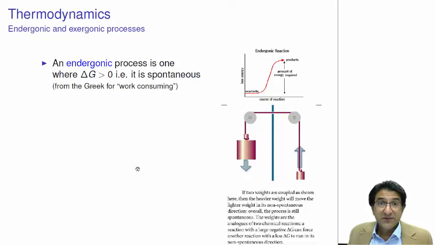Welcome to Chemistry 1001, Thermodynamics. We're talking a little bit about endergonic and exergonic processes. An endergonic process is a bit like an endothermic process. An endergonic process is one where delta G is bigger than 0. An endothermic process is one where delta H is bigger than 0.